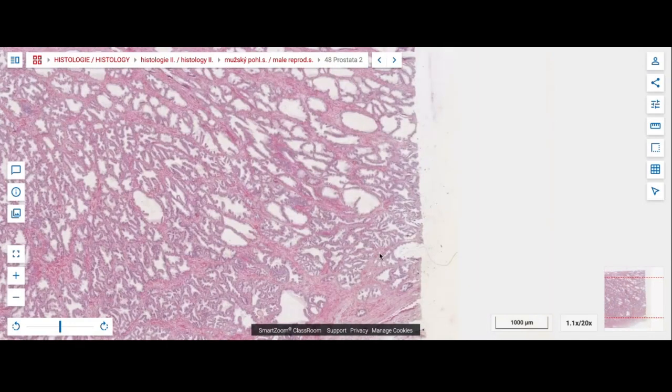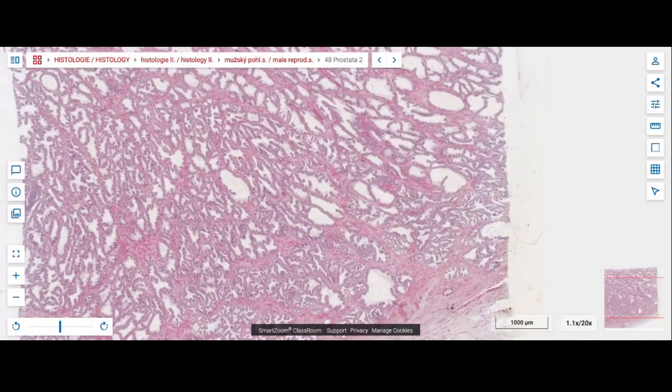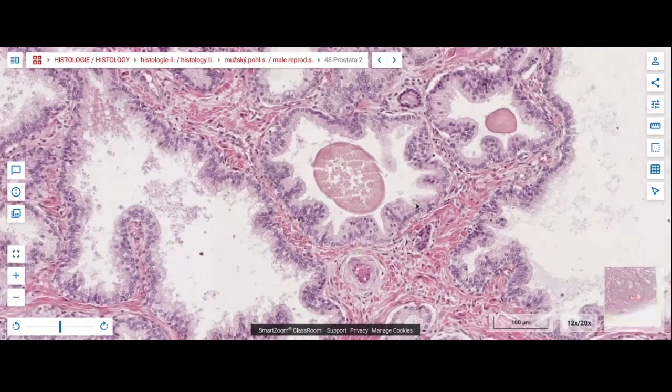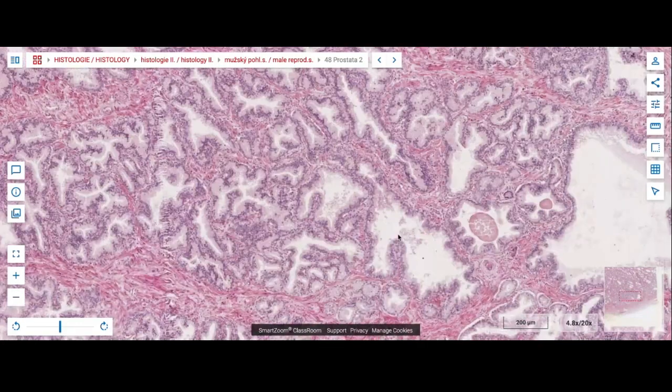But there's one more important feature of the prostate, which is called the prostatic concretions. This one is a prostatic concretion, and basically the substances which are produced by the prostate sometimes condense and calcify to form the structure over here, and it is actually really harmless, but it increases with age. And yeah, that's it for the main slide and the differential diagnostics of the prostate.